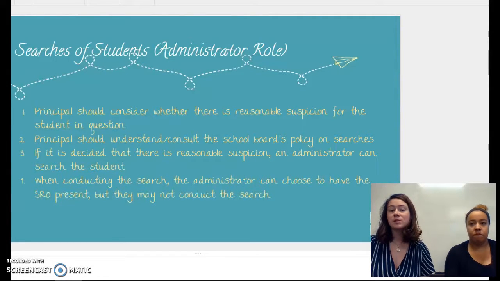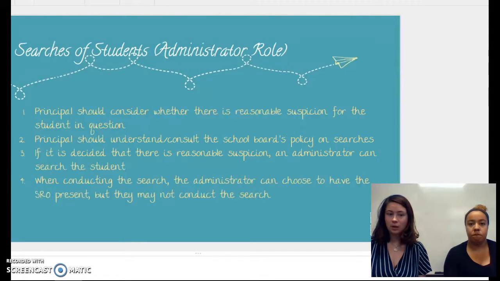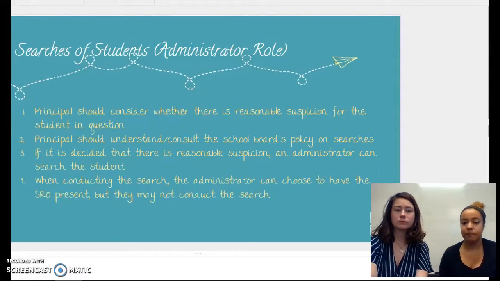And if it is decided that there is reasonable suspicion, the administrator can then go search the student after consulting the policy again. When conducting the search, the administrator can choose whether or not they want to have an SRO present, but the SRO may not conduct the search unless there is probable cause. So the only person that can be conducting the searches is the school administrator.